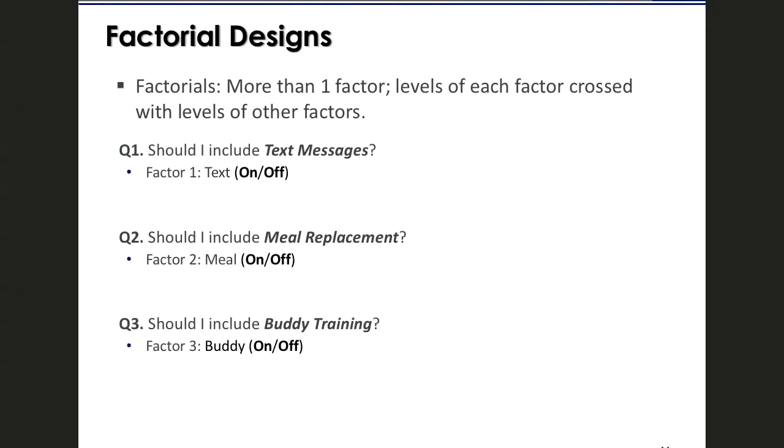The second question can be answered by estimating the main effect of meal replacement. This will be done by pooling outcome information across all the conditions in which people got meal replacement and comparing it to all the conditions in which they did not. Do you see that? Again, it's a comparison of half of my sample versus the other half. 200 versus 200, yes? Yeah? It's kind of cute, right?